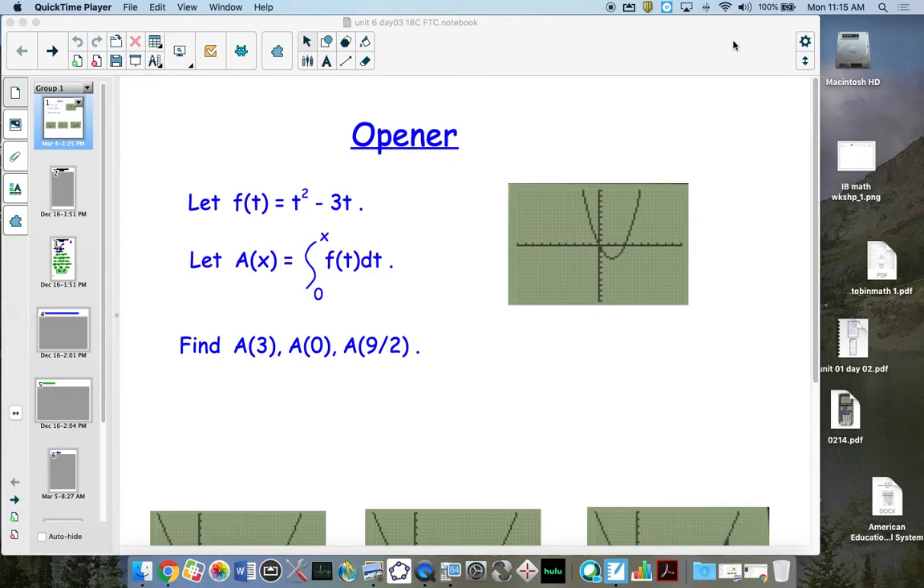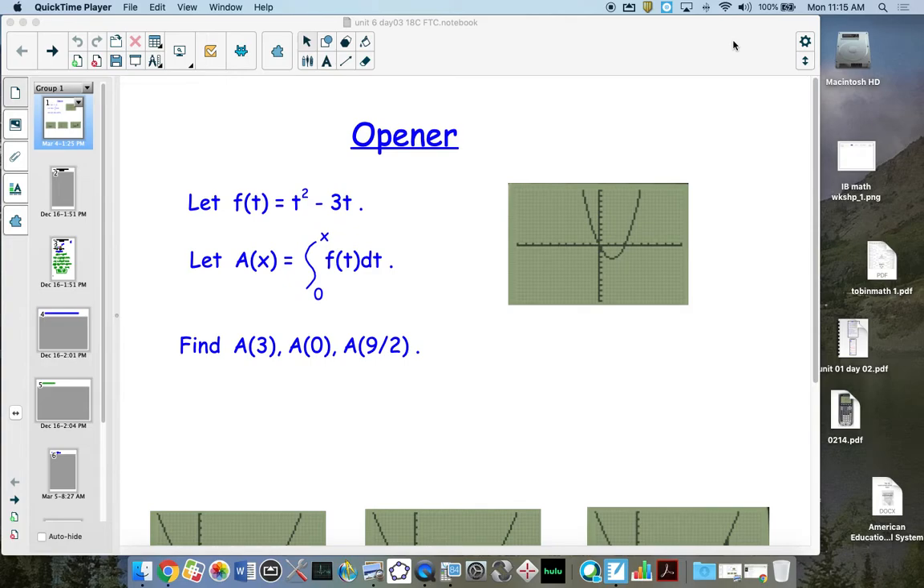Okay, so today's lesson, I'm going to start out and do the opener as a separate video lesson, and then we'll get into one of my favorite lessons as far as the calculus is concerned, and we'll take it from there. So here's the opener.